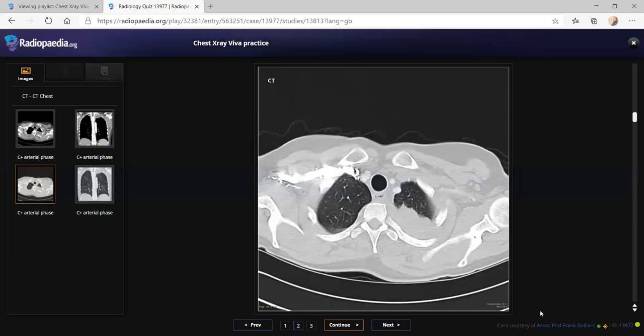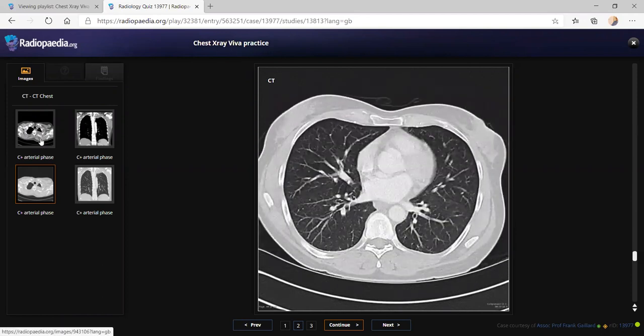Okay. So the CT guided biopsy was done and it was a squamous cell carcinoma. So what will you do next? With the squamous cell carcinoma, I would do the staging of this patient. I have to look at the adrenals as well.